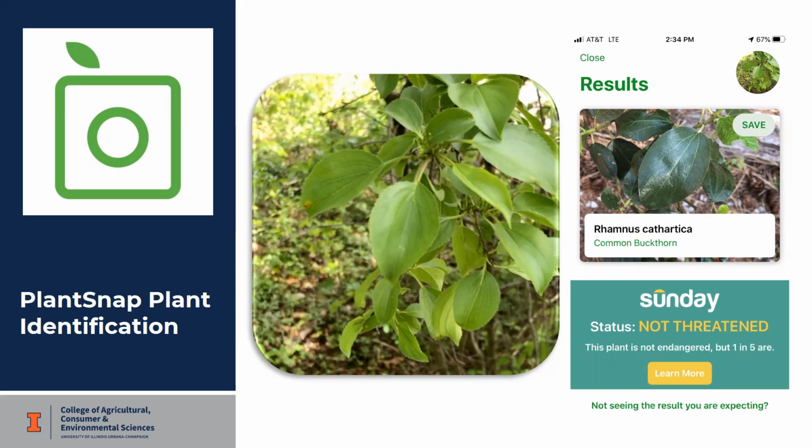So I took a picture of a buckthorn, common buckthorn, and it in fact did pop back with Rhamnus cathartica, common buckthorn. A little disconcerted that it's not threatened. I wish it were a little more threatened, and I'm sure many of you up in the northern portion of the state would agree that that is a nasty plant that is overtaking the woods.